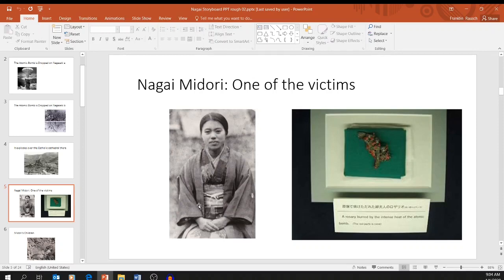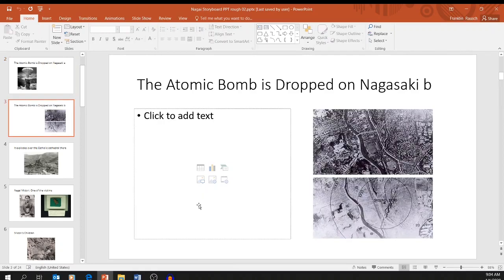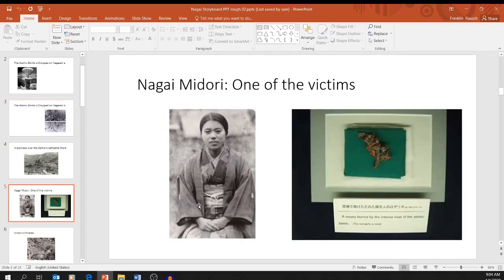What I should have done was what I did up here with the atomic bombs. Notice I have the same idea. The atomic bomb is dropped on Nagasaki, but I have A and B. And so I have the same idea, but I've just broken it up into two parts. That's why I used A and B. But like I said, I made a mistake there.